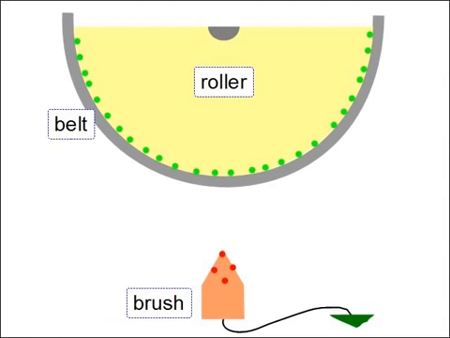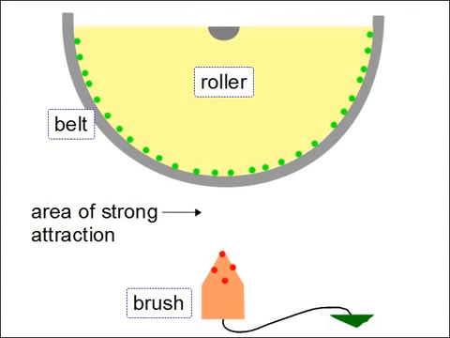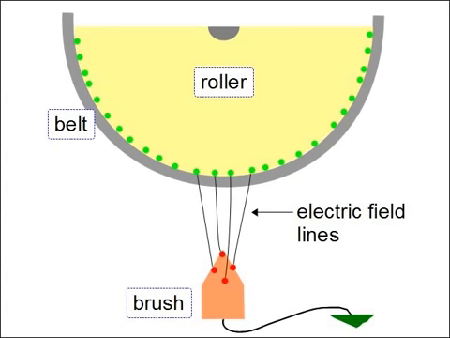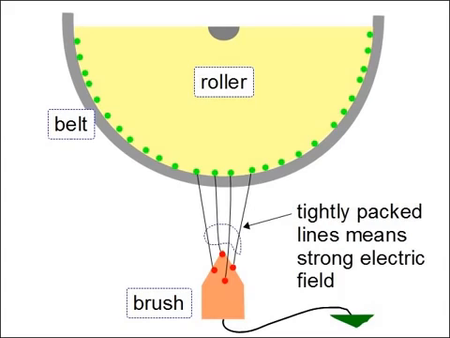That creates a strong attraction between the abundant negatively charged electrons on the roller and the positively charged protons on the brush. Because there is this area between the electrons and protons where there is this attractive force, we say that there's an electric field between them. We can visualize the electric field by drawing a line from each extra electron on the roller to each extra proton on the brush. Since the ends of the brush are very sharp, the protons are tightly packed in there, and so the lines end up being close together.